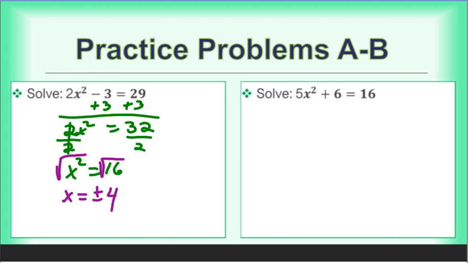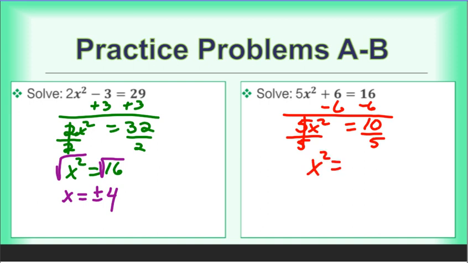Next one, I'm going to subtract 6 on both sides to get 5x squared by itself. That will give us 10. To get x squared by itself, I divide by 5. X squared would equal just a positive 2. Undo a square, find the square roots. So x would equal a positive and negative square root of 2. I can't break down 2 any further, so that's why I keep it as a radical.